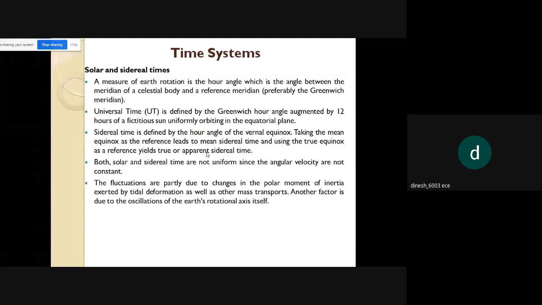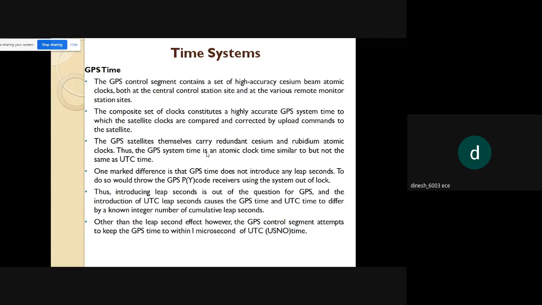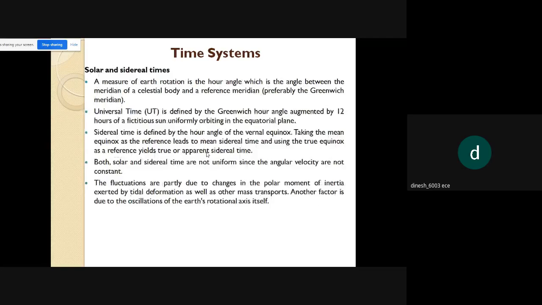So this is about the coordinate systems and the reference systems. In the next topic, we are going to see time systems with respect to GMT, Greenwich meridian time. All references are taken with respect to Greenwich. The topics are solar and sidereal times, dynamic times, atomic times, and GPS times. These are the four. First, let us see solar and sidereal times.